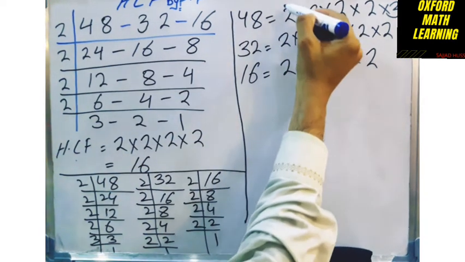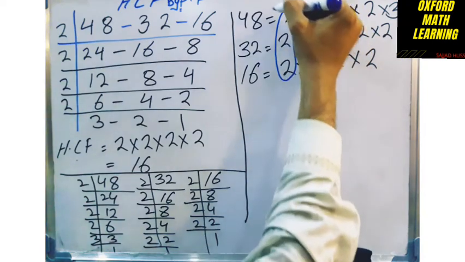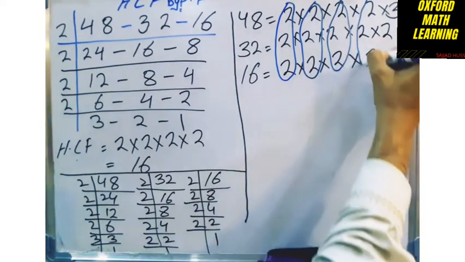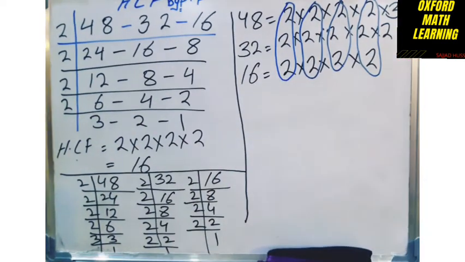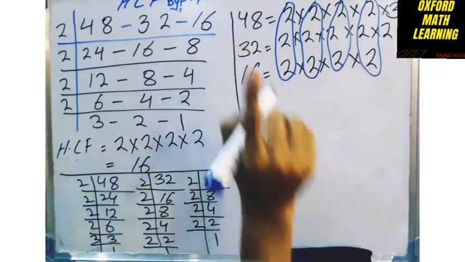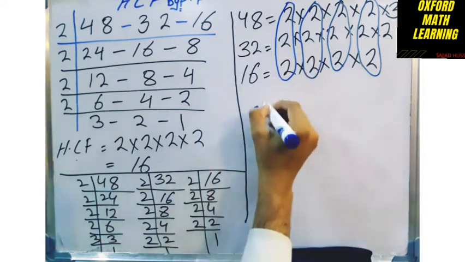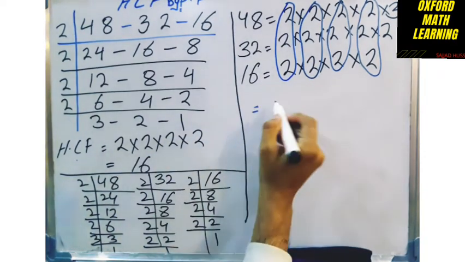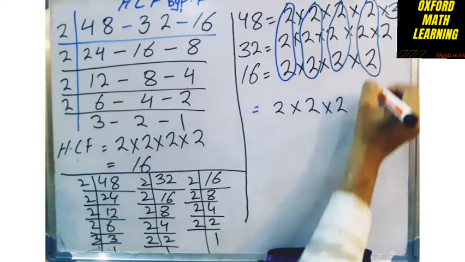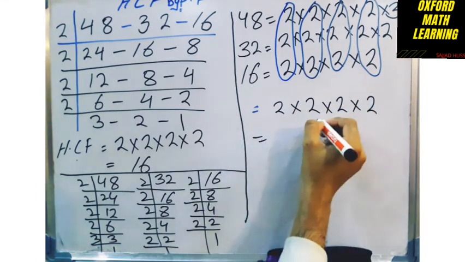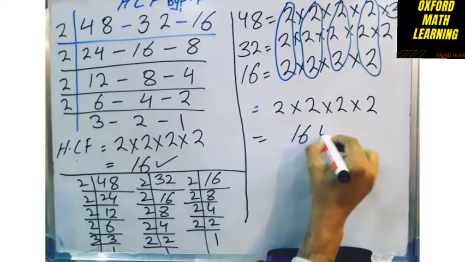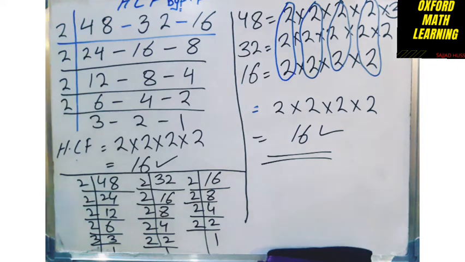Then we have to make pairs. Here is a pair of 2s, then another pair of 2s, then another, and then another, common between all three numbers. We will write each pair a single time. So 2 into 2 is 4, 4 into 2 is 8, 8 into 2 is 16. So the answer is the same in both cases.